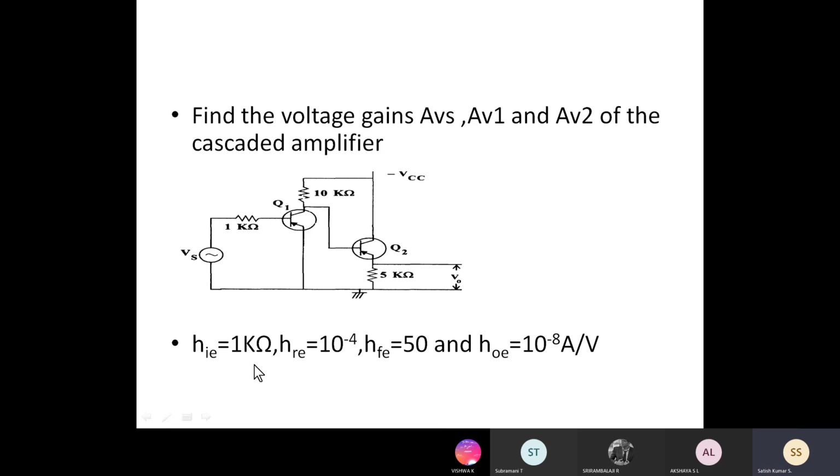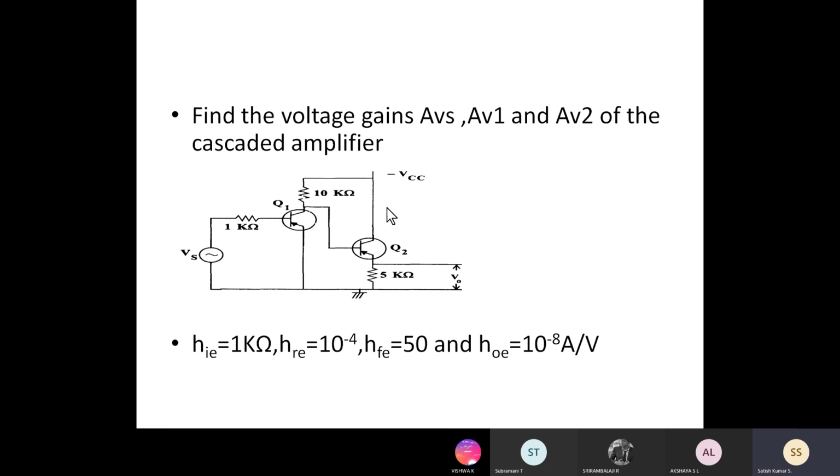Only the four values are given, and some of the resistance values are also mentioned in the diagram. They asked to calculate only three things: the voltage gain of the first transistor, the voltage gain of the second transistor, and the overall voltage gain. So we have to calculate these.